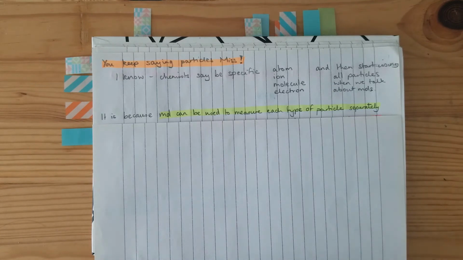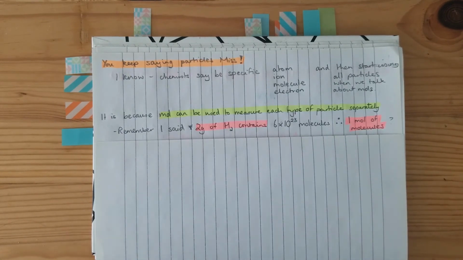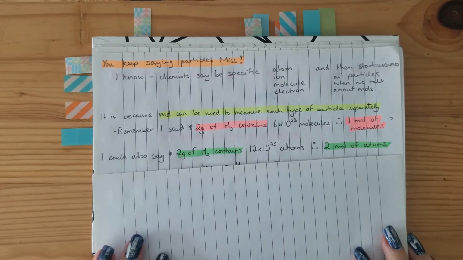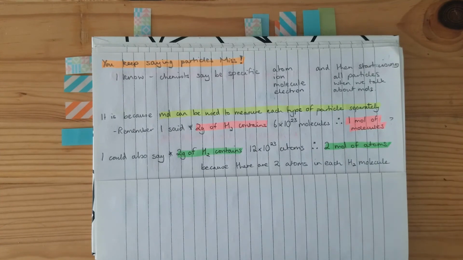So when we're talking about moles in general and say we can use them to work out particles, it's because we are saying you could use them for any of these things. If you remember, I said 2 grams of H2 contains 6 times 10 to the 23 molecules, or 1 mole of molecules. I could equally say that 2 grams of H2 contains 12 times 10 to the 23 atoms, or 2 moles of atoms, because there are 2 atoms in each H2 molecule, so there are twice as many atoms, so there are twice as many moles.